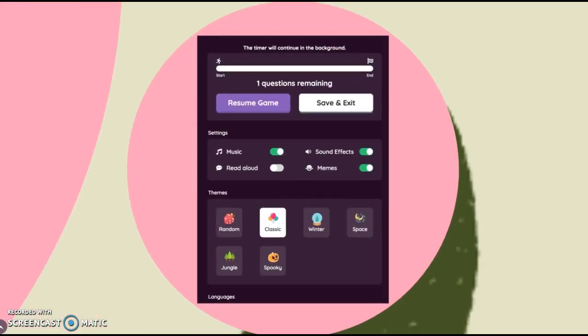In my next picture, this is if you pause the game, so you can pause the game, you can look at the sound effects, the memes, there's different things that you can do, there's different languages, if you want to save and exit where you're at, so say you couldn't finish the quiz at the time, say the bell rang and the students had to leave, then you can have them pause the quiz, and then when they get back from their special, they can continue on with the quiz.